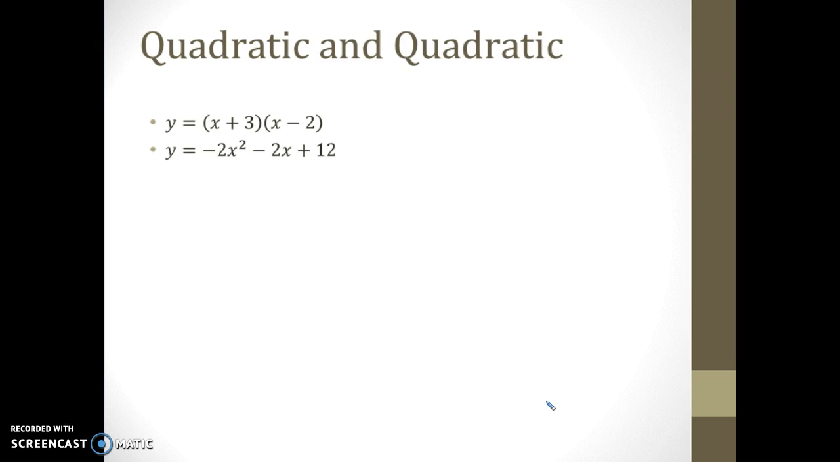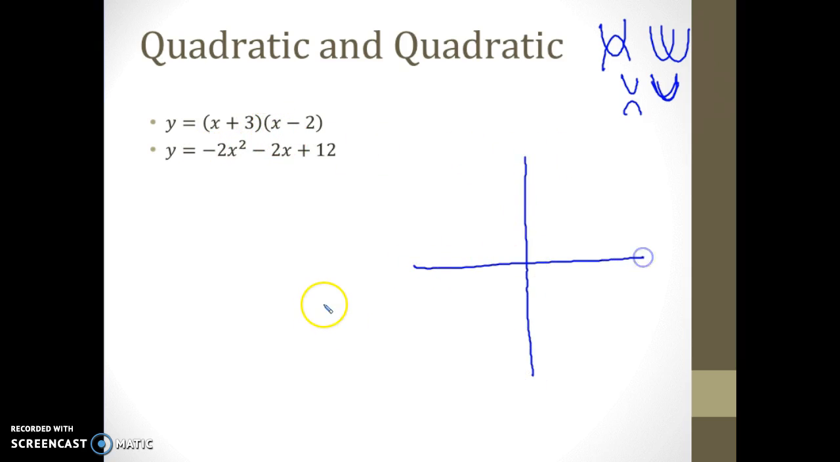Okay, for the next one, I've got two quadratics. So if I think about the number of solutions I could have, two intersections. I could have one intersection. I could have no intersection. And then I could have the same quadratic, which would be all real numbers. So I could have 0, 1, 2, or all real numbers. So for this one, the first one's in intercept form. So to graph it in intercept form, first I'm going to graph my intercepts. So I know because it's x plus 3 and x minus 2, I have intercepts at negative 3 and positive 2.